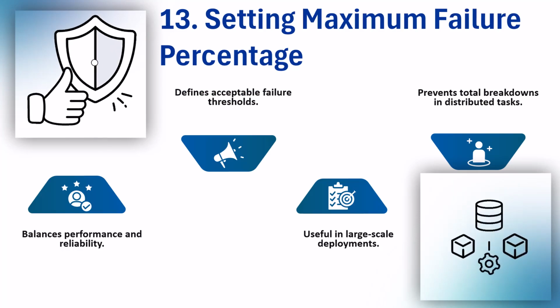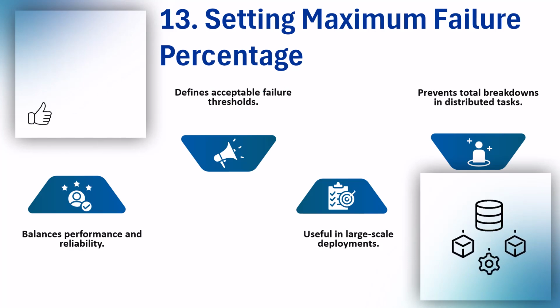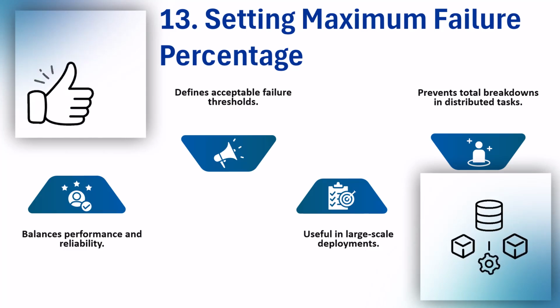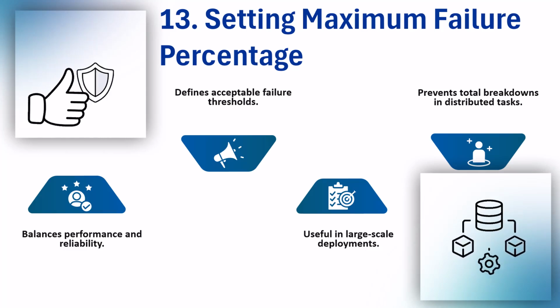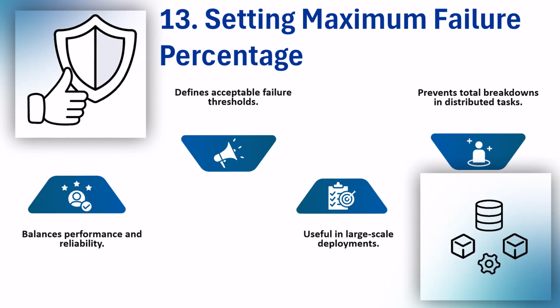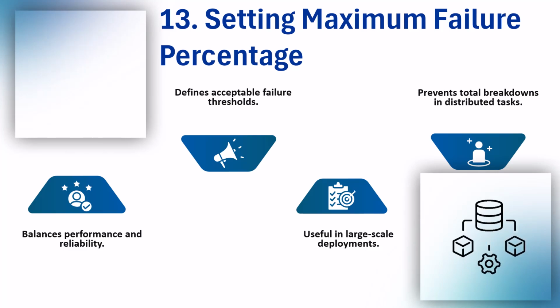Not every failure is a deal breaker. Sometimes, we need a bit of wiggle room. Setting a max failure percentage lets us decide just how much trouble we're willing to tolerate before pulling the plug. It's about balance, like knowing when to quit a bad movie.